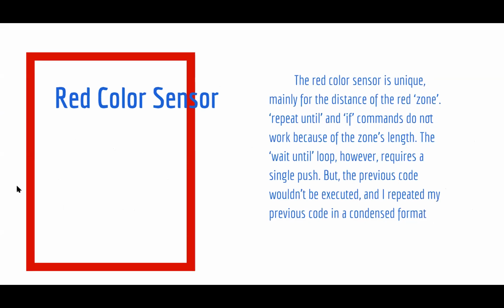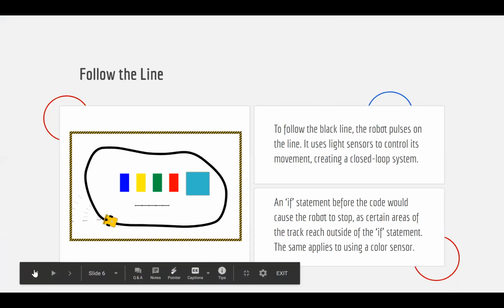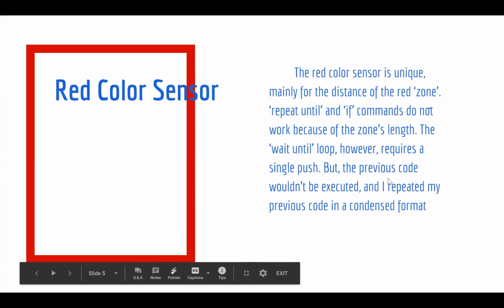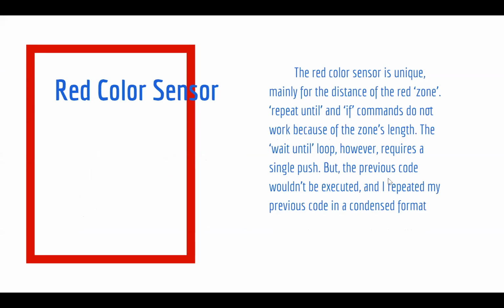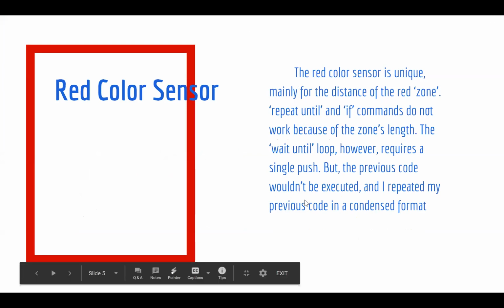All right, now I want to talk about the red color sensor. This sensor challenged me a little bit because of the distance of the zone. Once again, the repeat until and the if commands don't really work because the zone is a pretty large area. Once again, the wait until loop only requires you to push the enter button once, and then the code will be executed and it'll pass over the area.